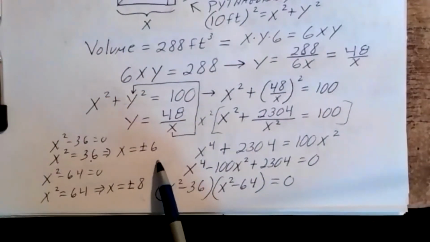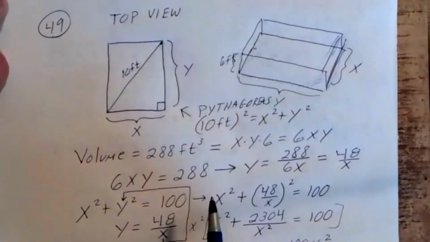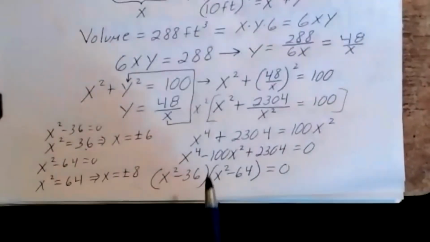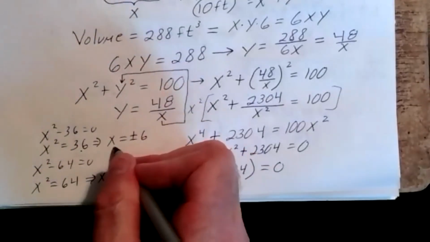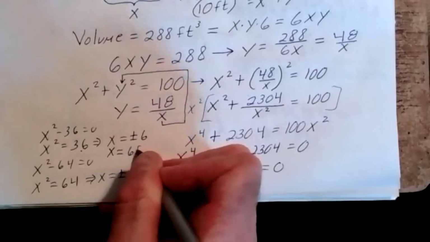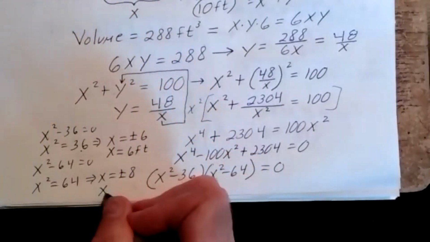Which ones make no sense in the context of this problem? Negative 6 and negative 8. Yeah, throw out the negatives for x. There's no such thing as a negative length, okay? So we're going to toss out the negatives. We're going to say x is equal to 6 feet or x is equal to 8 feet.